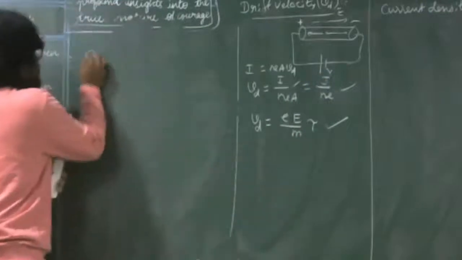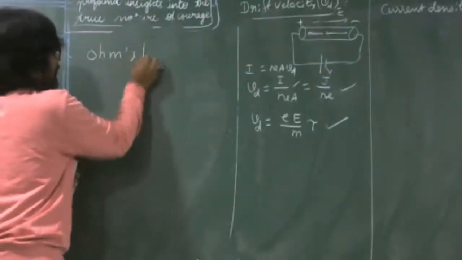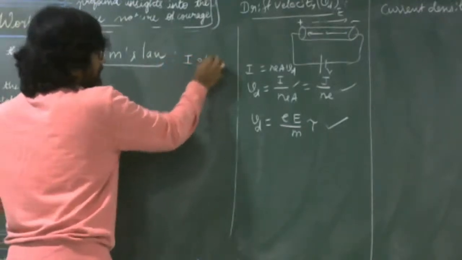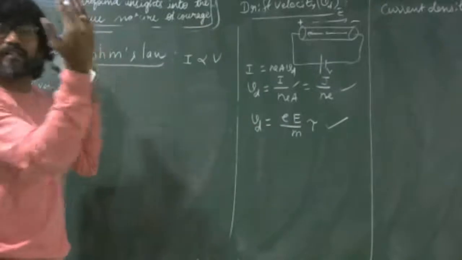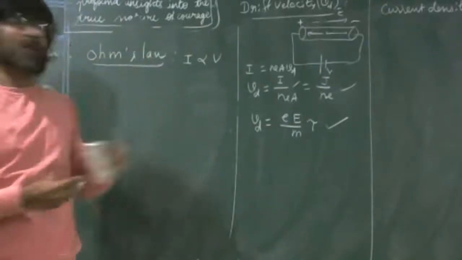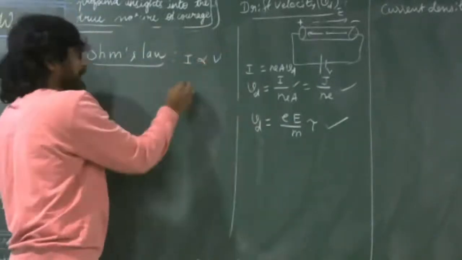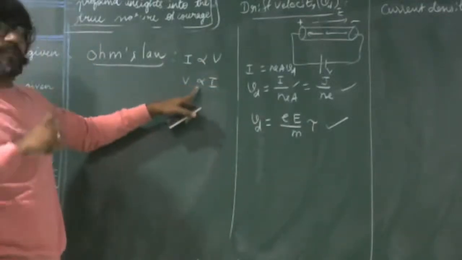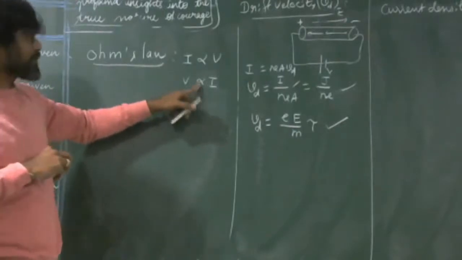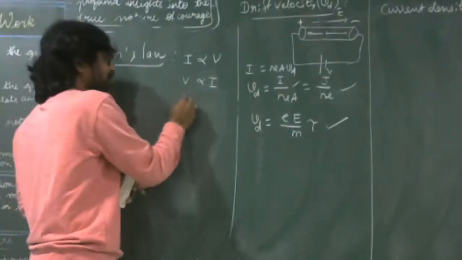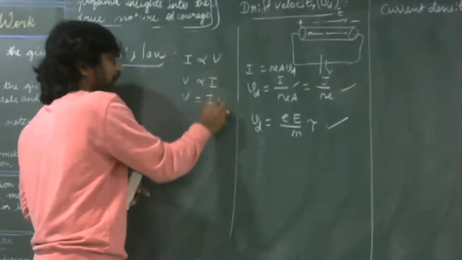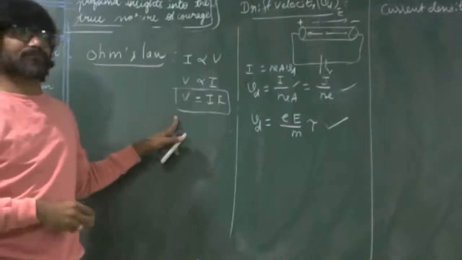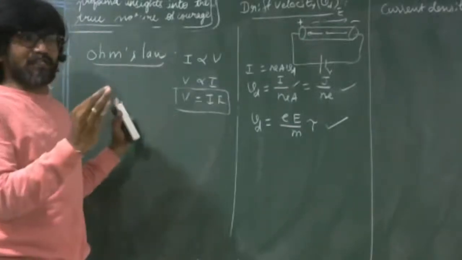So Ohm's law says the current through a conductor is directly proportional to the potential difference across the ends of the conductor, or you can say V is proportional to I. Replacing the proportionality symbol with a constant, we can write V is equal to R into I, or IR. This we can consider as the mathematical relation for Ohm's law. This is not a universal law, this is just a mathematical relation.